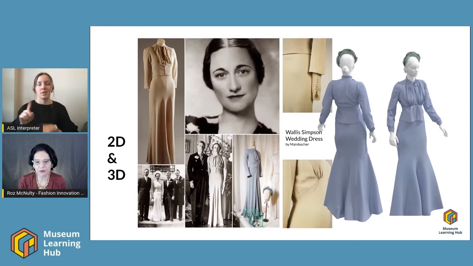This piece here was really important to me because this is at the Met now. It's Wallis Simpson's wedding dress, which was really quite an influential dress, perhaps, of the 1930s, done by Mainbocher.